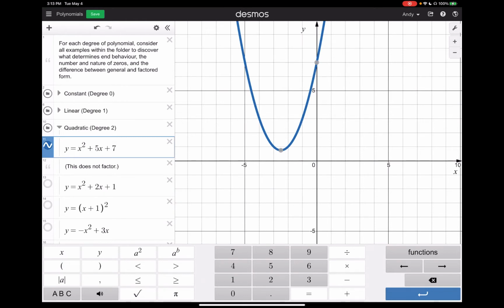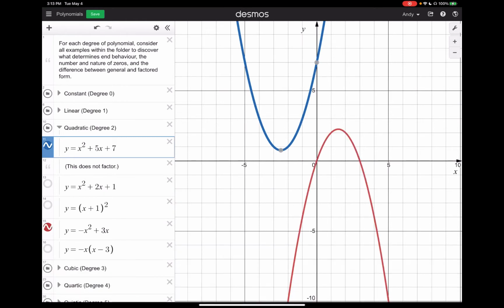And if you compare that with this one down here, where the lead coefficient is negative, you'll notice that the end behavior is opposite for these two. So when the lead coefficient is positive, it starts up and finishes up. And when the lead coefficient is negative, it starts down and finishes down.